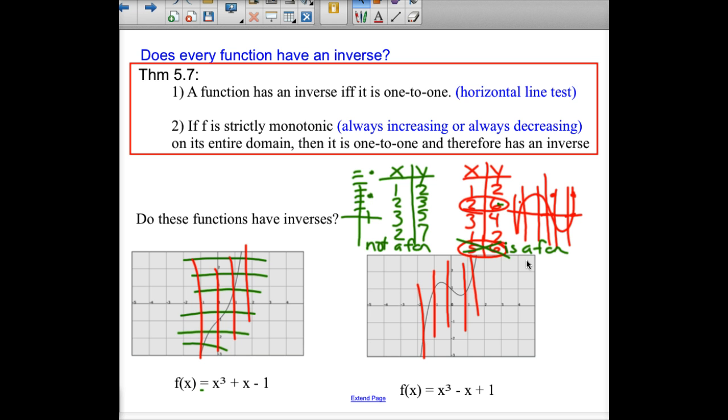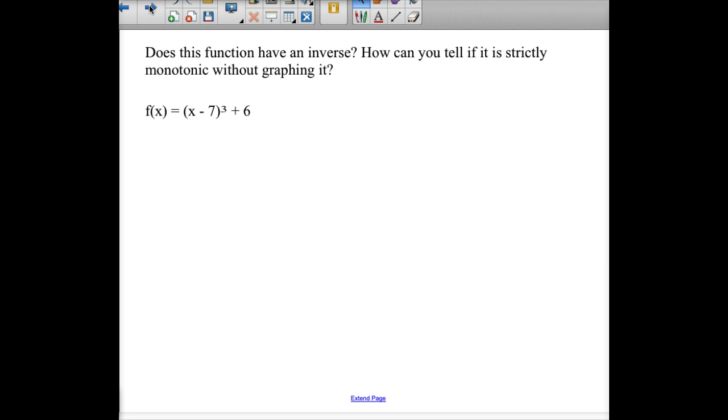And since we do know calculus, how could we analytically figure out if a graph is always increasing or always decreasing? Take the derivative, and what do you want to know about that derivative? Yep, there can't be maxes or mins. We want to know if the derivative is positive or negative. Yep, good. So let's see if we can figure out if this function is strictly monotonic, because that will tell us if it has an inverse.